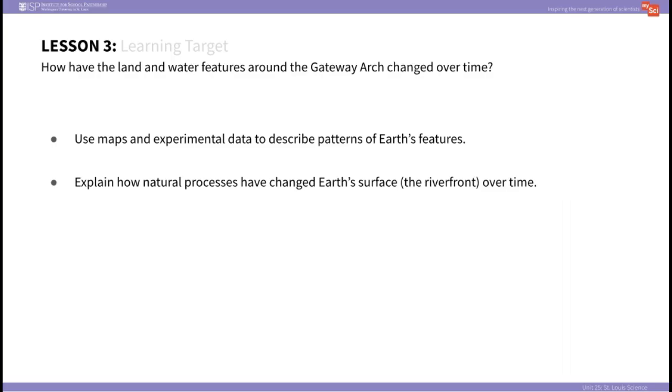By the end of this lesson, students will have used maps and experimental data to describe the patterns of Earth's features, specifically focusing on rivers, and they will have explained how natural processes have changed the Earth's surfaces over time.